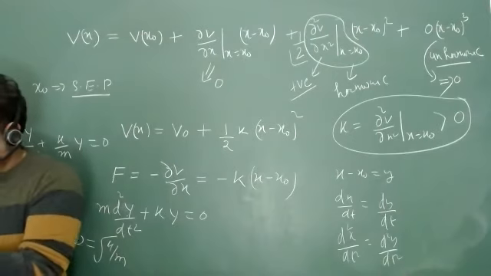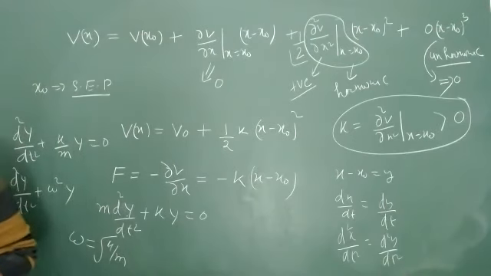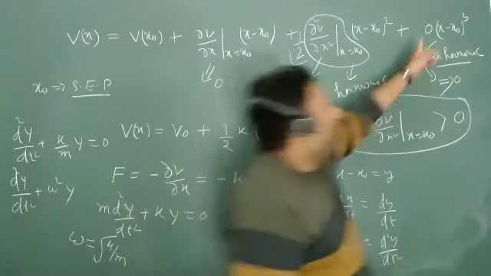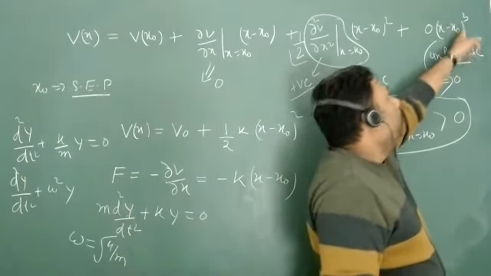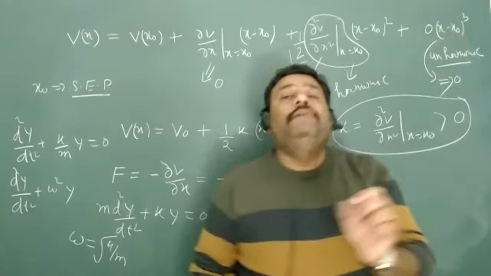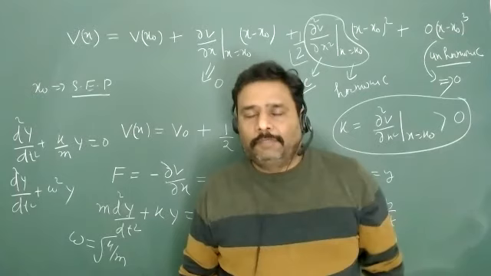सर जो टेलर एक्सपेंशन में क्यूब वाला जो टर्म है तो उसका कोएफिशिएंट हम लोग ने 0 क्यों लिया? उसका कोएफिशिएंट 0 नहीं लिया है, ऑर्डर ऑफ x minus x naught है, and I assume x minus x naught is very small, so why I neglected this one.